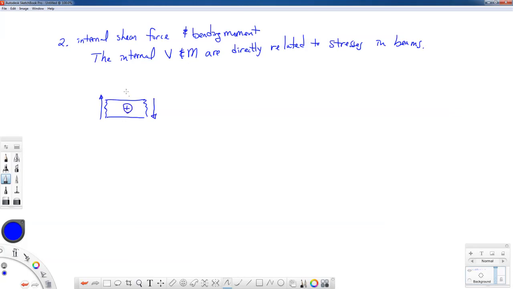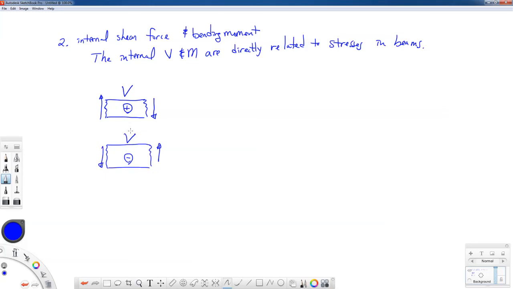Now this is not a free body diagram that I've drawn. This is just a section of a beam with our shear force on it. So if it goes down on the right and up on the left, that's a positive shear force. And if it does the opposite, then we'll consider that a negative internal shear force. Okay, so up on the right and down on the left is negative internal shear force.